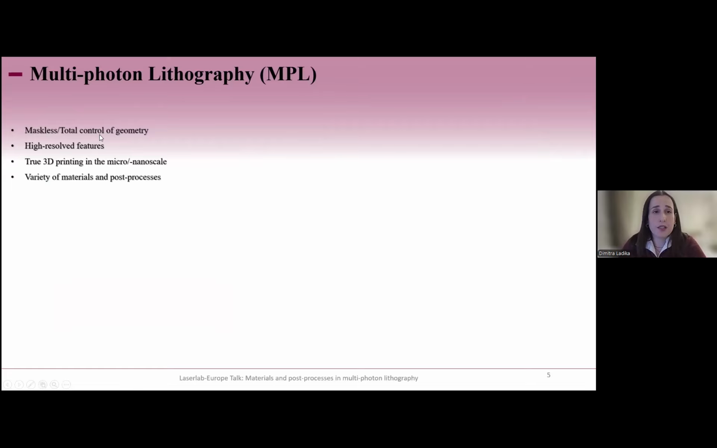The fact that this technique is maskless gives us total control of geometry, which means we can print almost, maybe literally, everything, even in recent years, with high-resolution features in the micro and nanoscale. And what is very interesting is that this can be applied with different materials and post-processes, as we'll analyze.